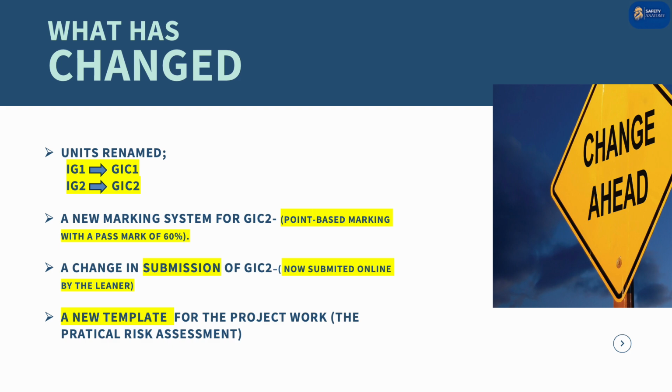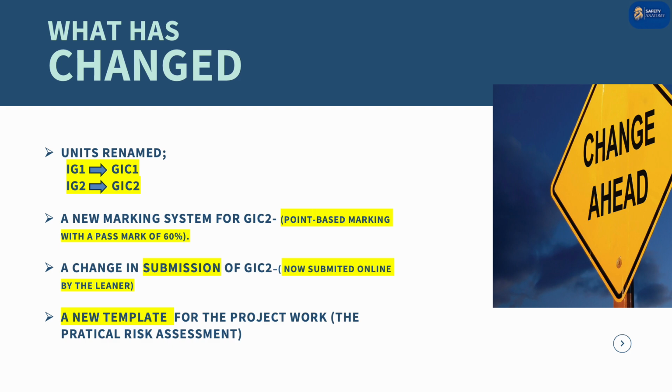Alright, now a major update is the introduction of a new marking system for the project work or the risk assessment, now called the GIC2. Formerly, it used to be marked by a simple pass or fail system where the tiniest omission can result in a refer. But the new marking system is now a points-based system with a pass mark of 60%. In my view, this is welcome news for learners because there is some flexibility. But remember, it doesn't mean it's going to be a walk in the park.